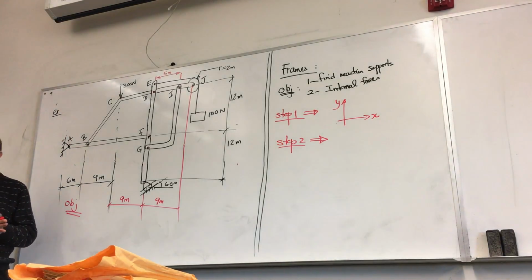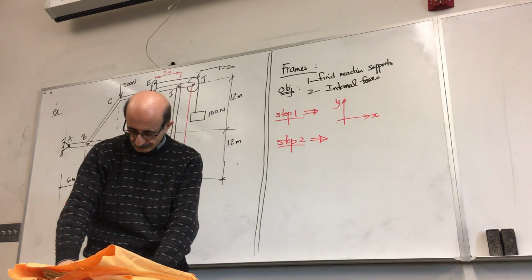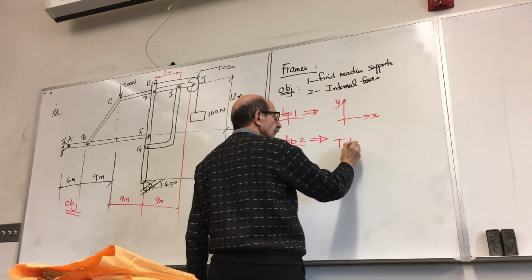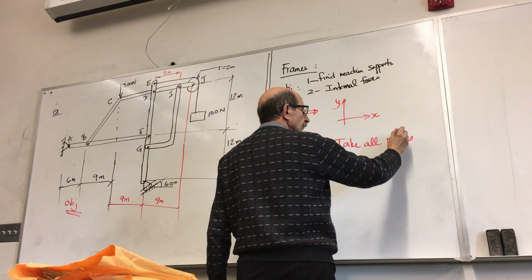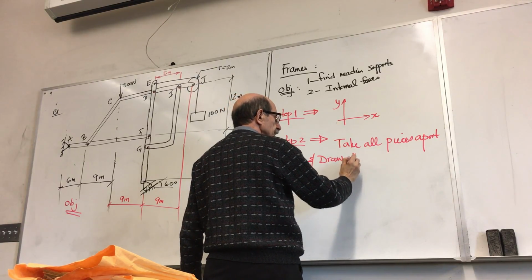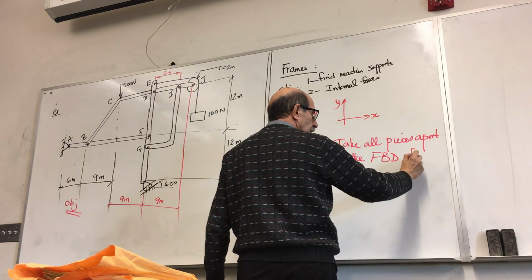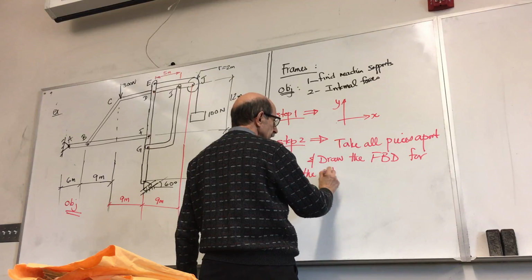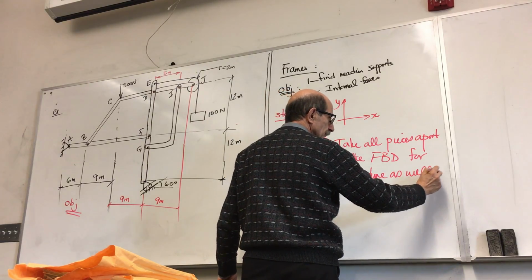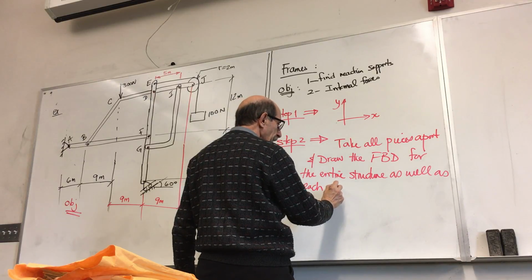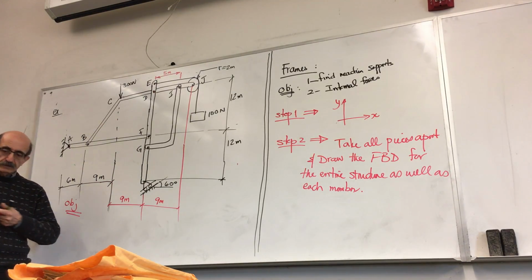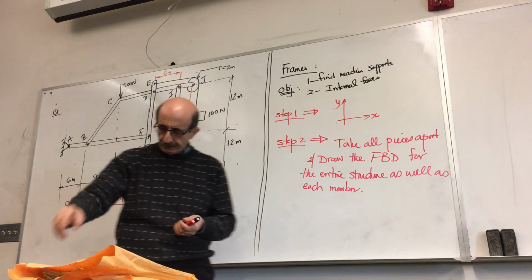are really the heart of this analysis, okay? So you would do this. You take all pieces apart and draw the free body diagram for the entire structure as well as each member. I call that a member, any piece of the structure, okay? In doing so, you have to watch out for two things, okay?